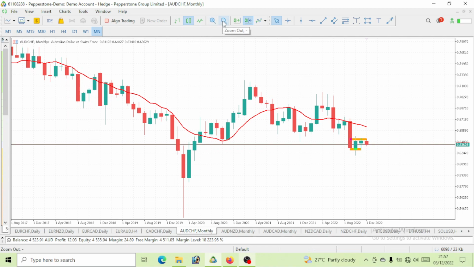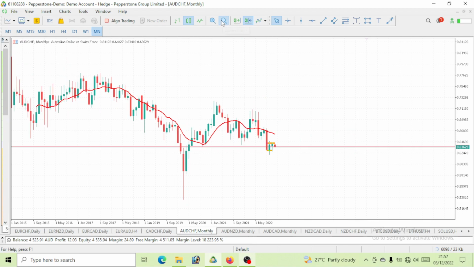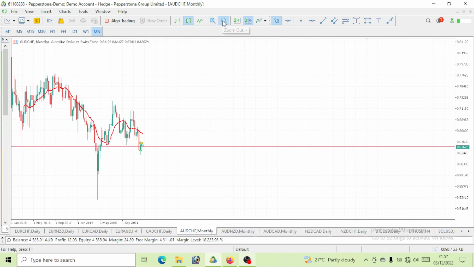Now, let's start. We will analyze this movement from the higher time frame down to the 4-hour time frame. So, let's start with the monthly time frame. We have to zoom out. What is the trend for this? We can clearly see that this is a bearish move. AUD Swiss franc is bearish.